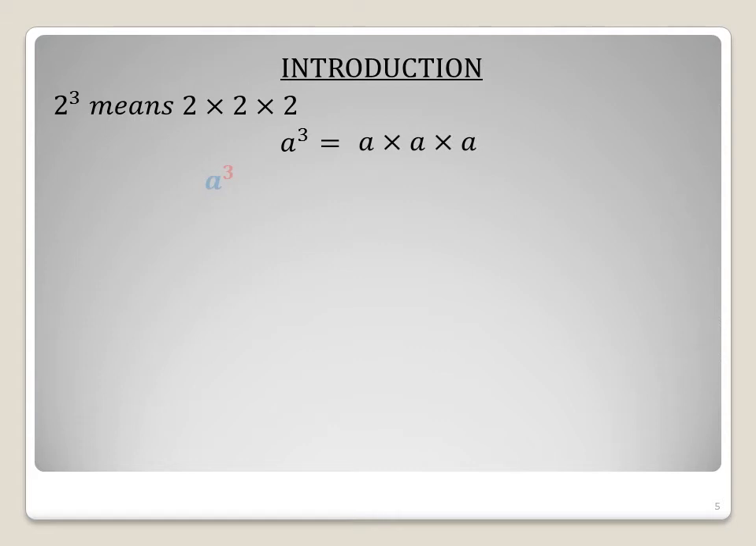Introduction. 2 raised to the power of 3 means, so a raised to the power of 3 equals a times a times a. 3 is the index or power or exponent, and a is the base.